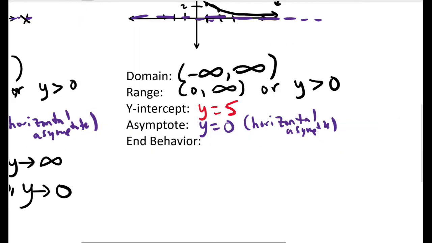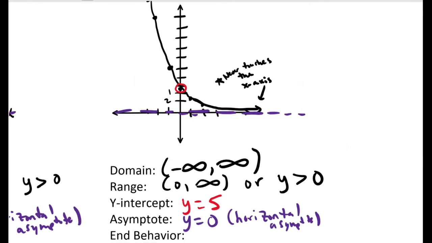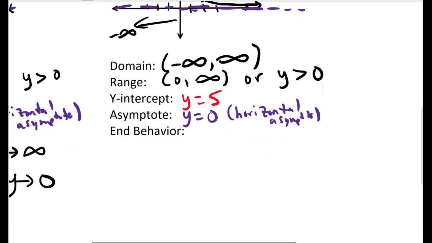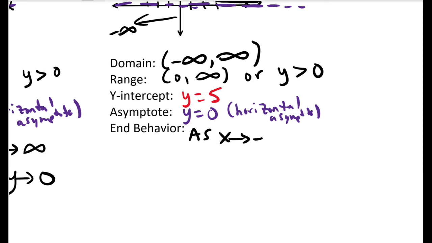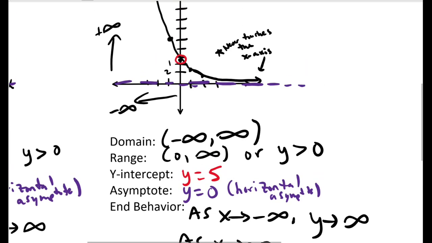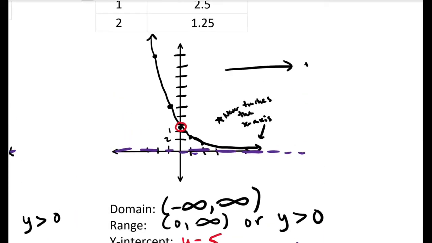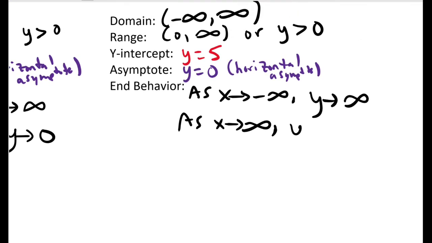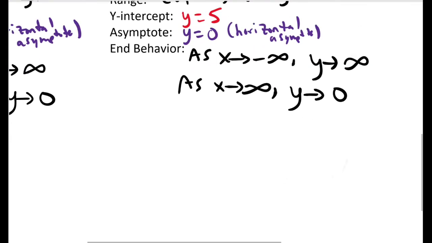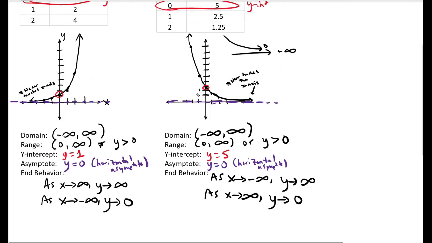All right, now for the end behavior on the right side, as x approaches negative infinity, y approaches positive infinity. So as x goes negative, y approaches positive infinity. As x approaches positive infinity, what happens as the graph goes to the right? Well, the graph is going down, down to 0, the x-axis. So as x approaches positive infinity, y approaches 0. So you've got to practice that kind of end behavior.